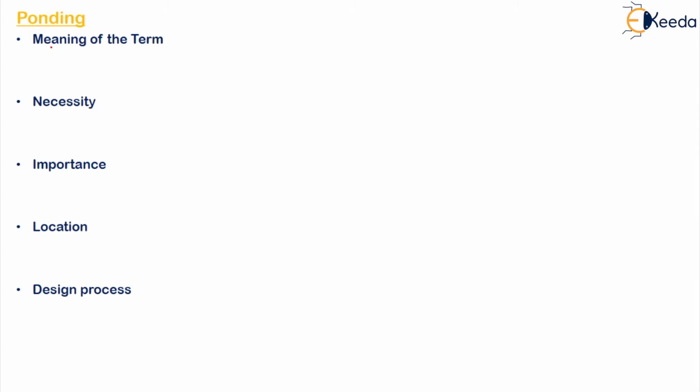To get started, let us first understand the meaning of the term ponding. Ponding simply indicates a means of providing temporary storage of your runoff prior to its entry into the underground drainage system. So temporarily we have to store the runoff before it gets into the underground drainage system. This temporary storage is nothing but the ponding.